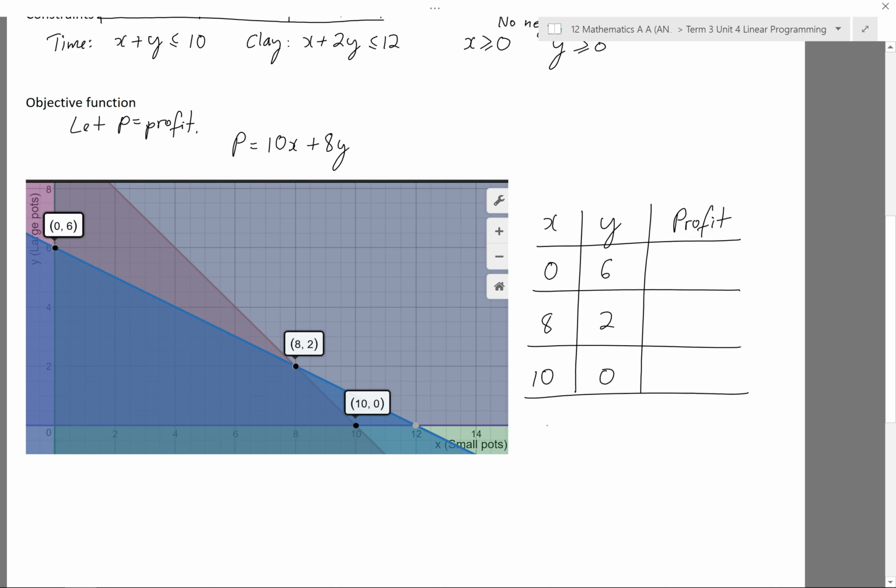I'll probably show just the substitution for the first case. So looking at this objective function, and putting x equals 0 and y equals 6 in there gives me $48 profit. The other two you can also show, or you're probably safe just to do these on your calculator. Probably don't need to show all of the working all the time.